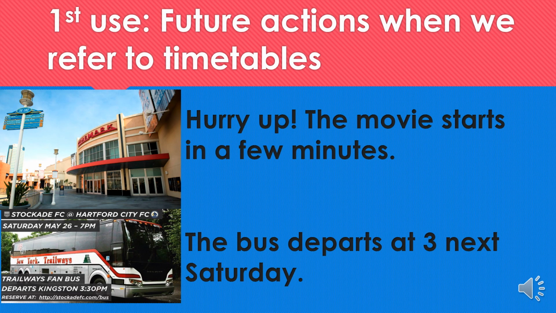So we are making reference to the future, but using the present simple because we are talking about a future timetable. Or in the second example, the bus departs at 3 next Saturday. Today is Tuesday. We are talking about next Saturday. It's a future action, but it refers to timetables. So that is why we use the present simple.